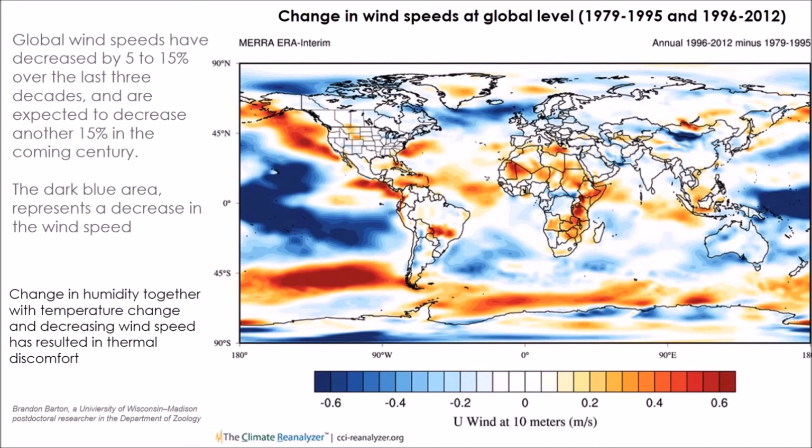Now let us see how wind speeds have changed at the global level. The wind speeds have decreased by 5 to 15% over the last 3 decades, and are expected to decrease by another 15% in the forthcoming century. The dark blue areas represent the decrease in winds. The thermal discomfort would have been reduced if wind speeds were high, because it would reduce the heat generated in the atmosphere, and it would also have dispersed the pollution in the atmosphere.